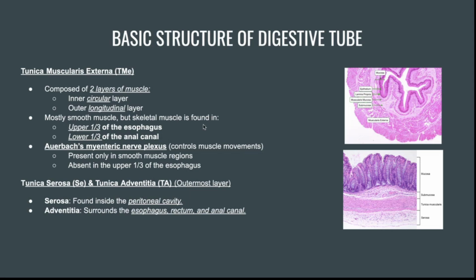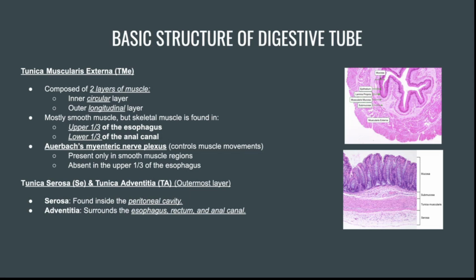And now, when we talk about the outermost layer, which is here, this is called the tunica serosa, and it can be the tunica adventitia. The serosa is found in the peritoneal cavity, which means that it only covers the organs which are present in the peritoneal cavity. The adventitia surrounds the esophagus, rectum, as well as the anal canal, which are not part of the peritoneal cavity.